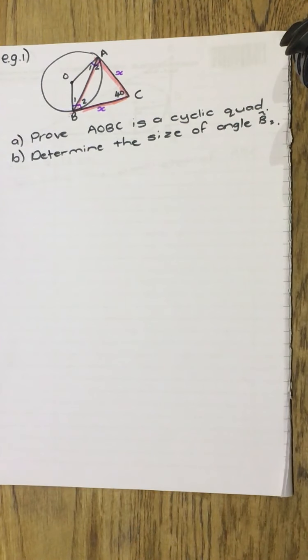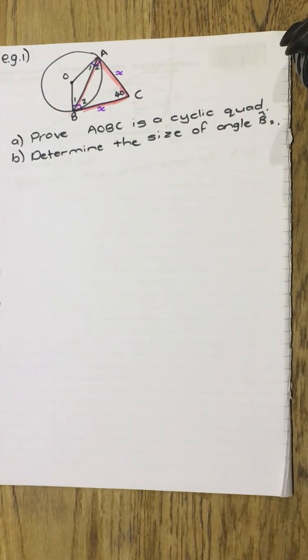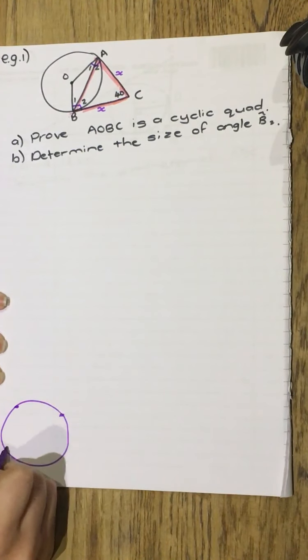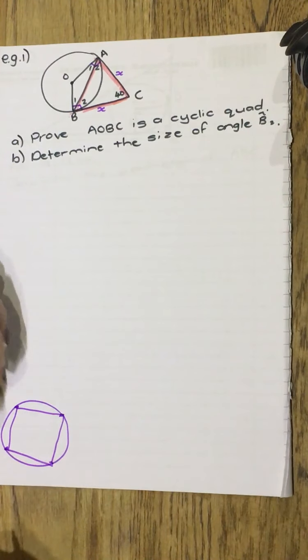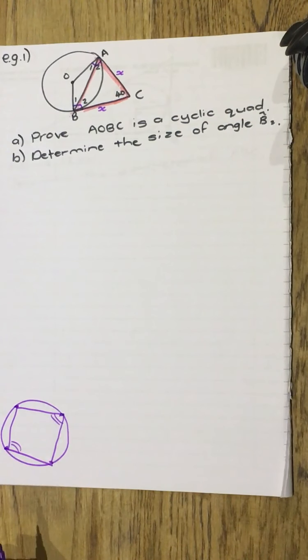Okay, so the question says prove that AOBC is a cyclic quad. Let's go back a few steps. Remember, what is a cyclic quad? A cyclic quad is a quadrilateral that fits into a circle. So if I have a circle here, and these are my 4 points, and it touches all the ends of the circumference, that is a cyclic quadrilateral. What other information do we know? We know that the opposite angles are supplementary. What does it mean if something's supplementary? If I add it together, it is 180 degrees.